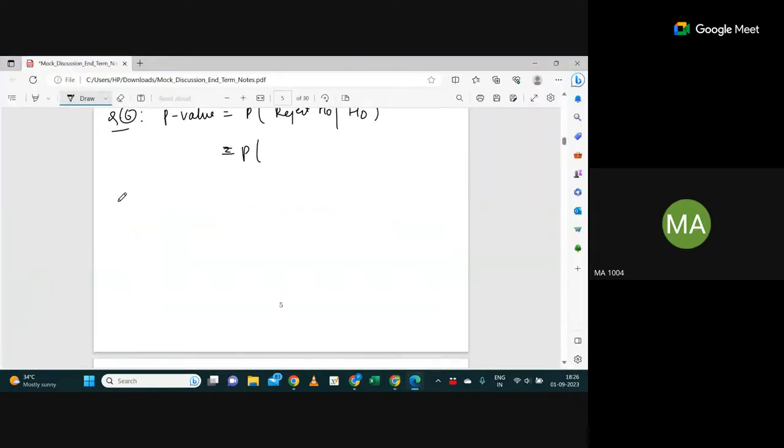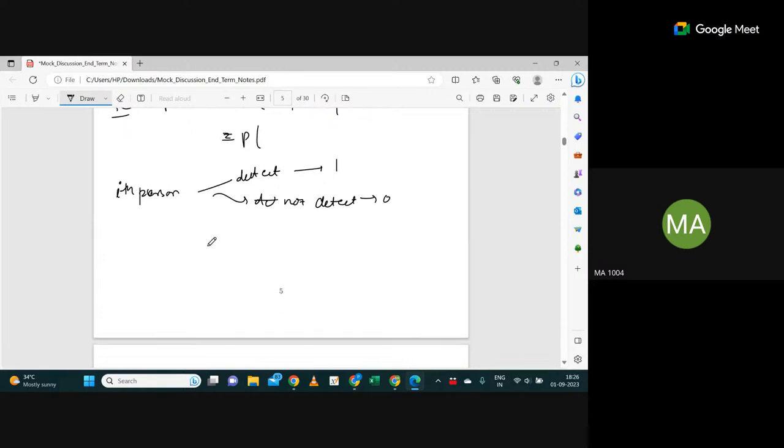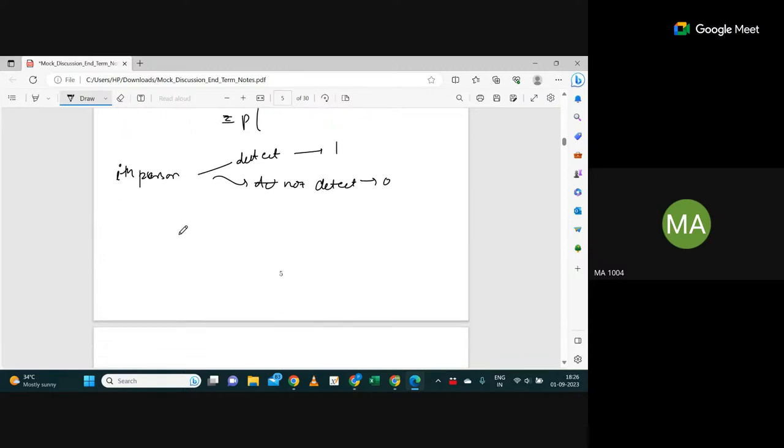Suppose I have chosen the ith person. Whether the presence of disease is detected or not, correct? Let's make it 1 or 0, that means it's a Bernoulli. If I consider the total people, x1 plus x2 plus up to x75, it will be binomial or not? Yes, sir. It will be binomial with 75 and some p.